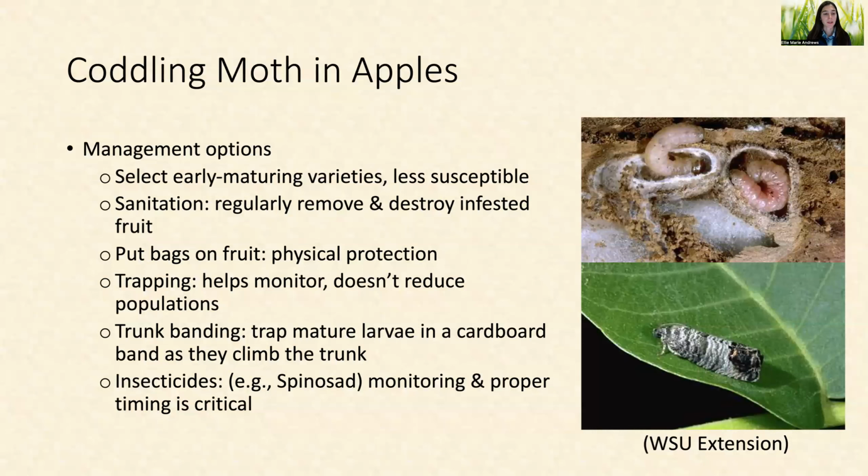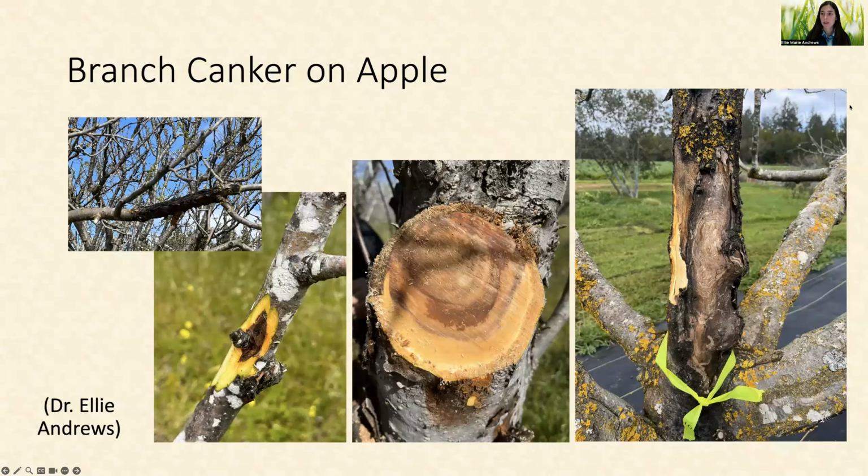Trapping can help you monitor codling moth populations and how they change over time, but trapping really isn't going to reduce populations in a meaningful way, so just bear that in mind. Trunk banding essentially traps mature larvae in a cardboard band as they climb the trunk. Insecticides include different spinosad products. Monitoring and proper timing, of course, is critical for any insecticide product. And spinosad is just an example that happens to be organic.